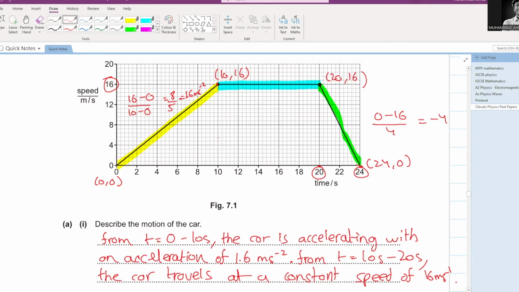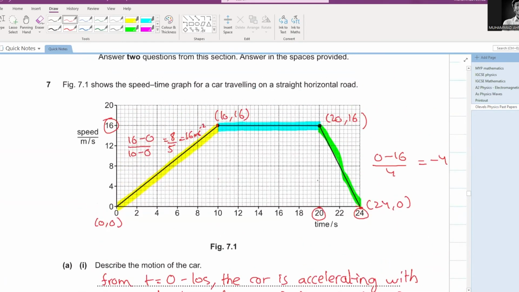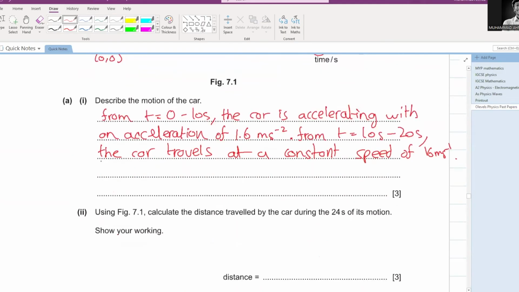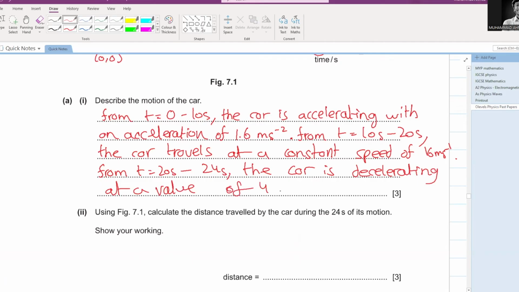So, basically, in the last half, from time t is equals to 20 till 24 seconds, your car is decelerating with the value of 4 ms minus 2. You can write it here. From time t is equals to 20 seconds till 24 seconds, the car is decelerating at a value of 4 ms minus 2. Perfect. Use figure 7.1 to calculate the distance traveled by the car during the 24 seconds of its motion.